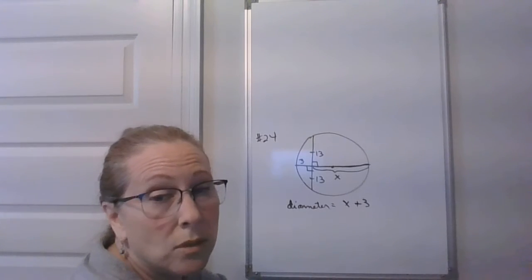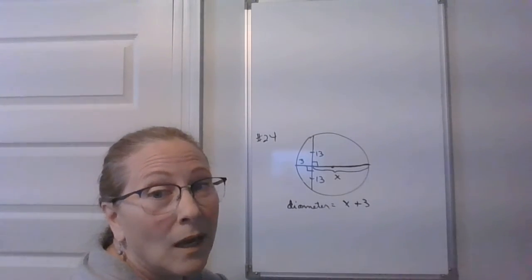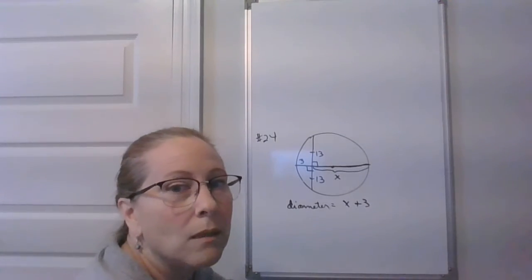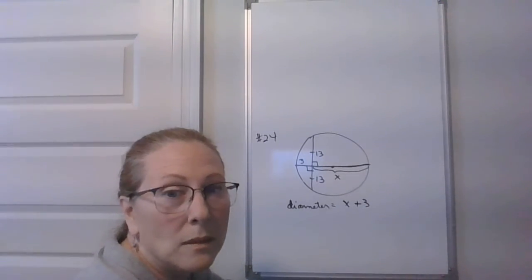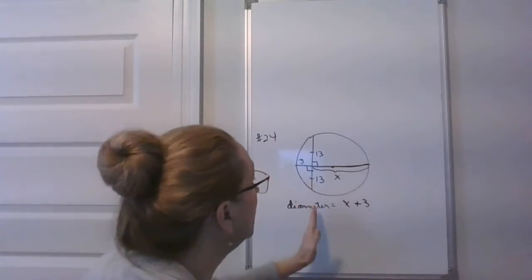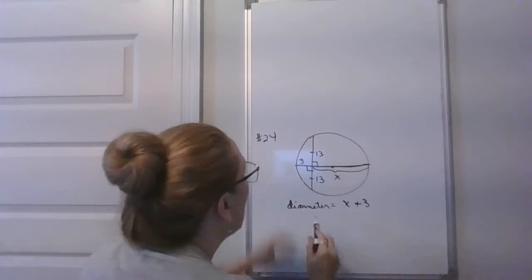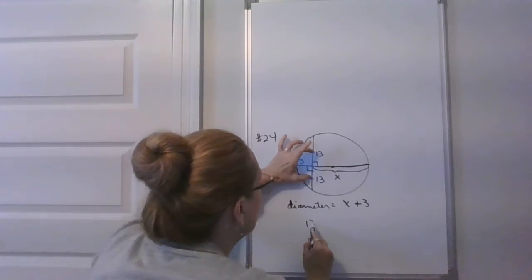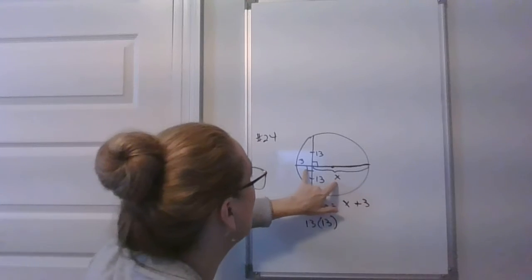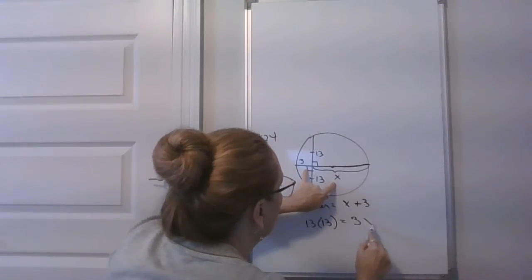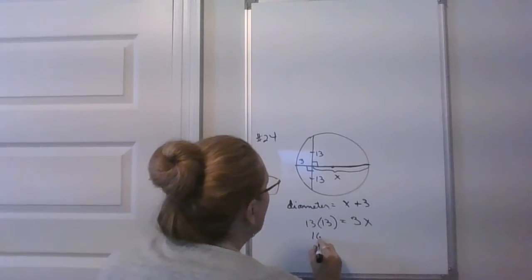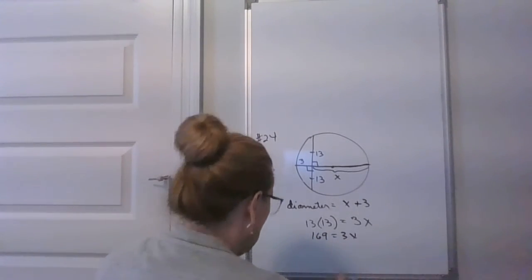And I've seen a lot of students in the past week solving this problem and forgetting to add that little extra piece onto that segment to make it the diameter. So now we've got one chord crossing another, and we just do 13 times 13. That's the pattern. Multiply the two numbers on this chord times the two numbers on this chord. Well, that's not too complicated. We get 169 equals 3x.